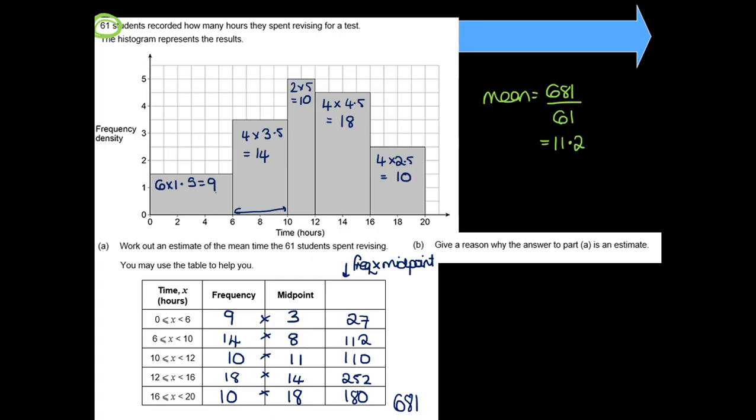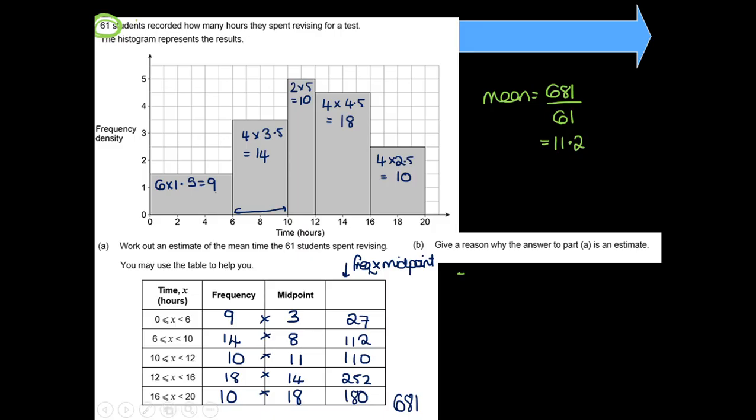Give a reason why the answer to part A is an estimate. There are 2 reasons why it's an estimate. First, I don't know the original data. The original data is unknown. Or you can say we have used a midpoint in the group. I have assumed that all those 9 people in that first group are at the midpoint. We have to pick a point, so the midpoint is the most logical one.